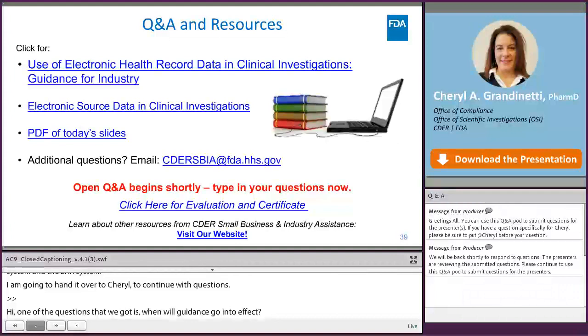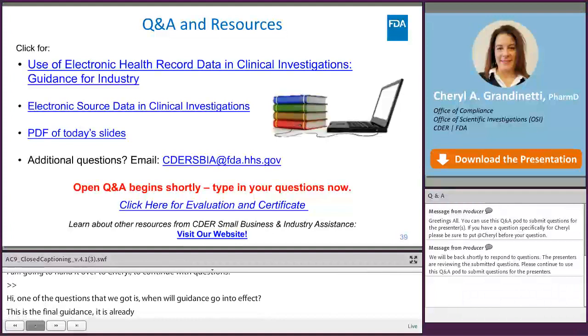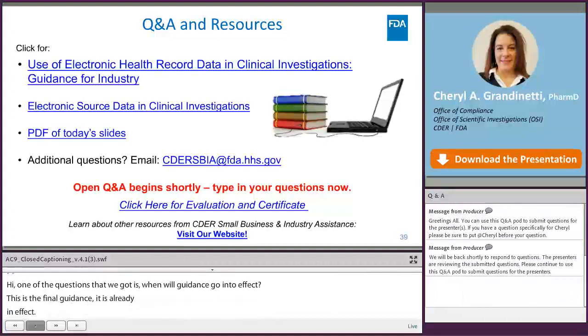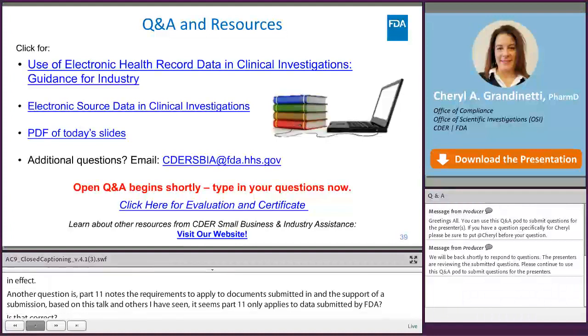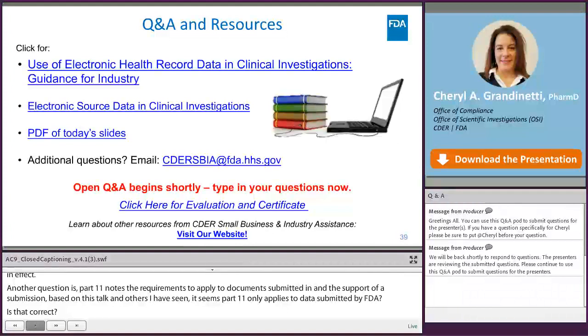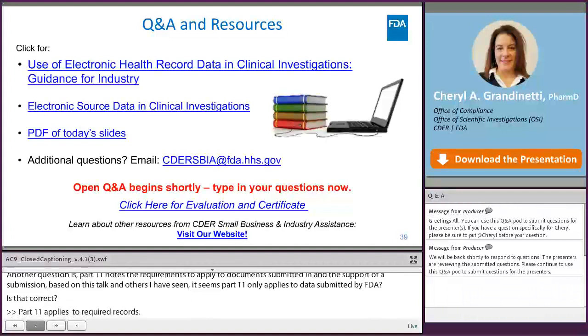Another question is, Part 11 notes the requirements apply to documents submitted in support of a submission. Based on this talk and others I have seen, it seems that Part 11 only applies to data submitted to FDA, data in the CRF. Is that correct? So Part 11 applies to required records, whether they're submitted or not to FDA. If they're required in the regulation, then Part 11 would apply, if those records are maintained in electronic format and not paper.